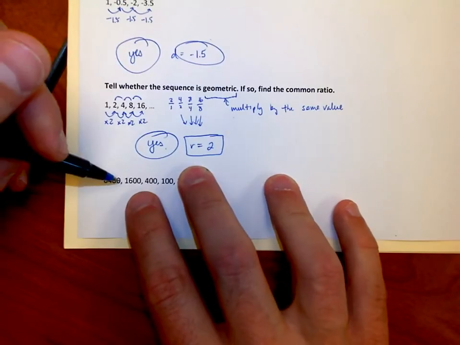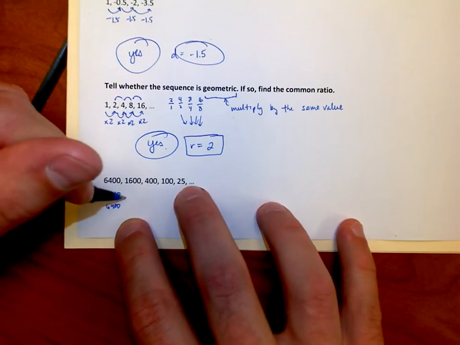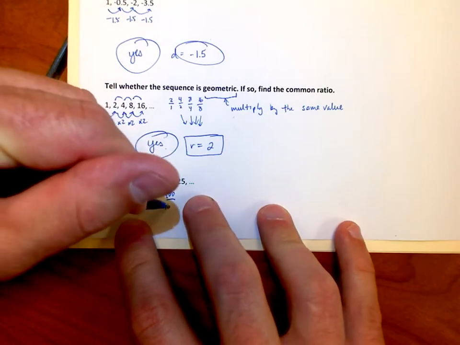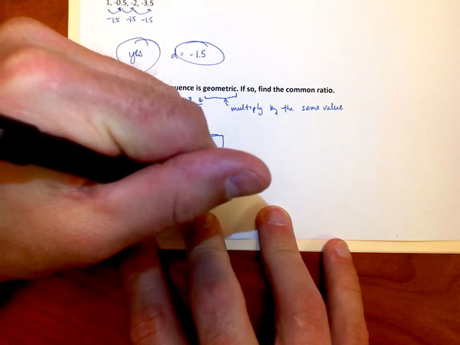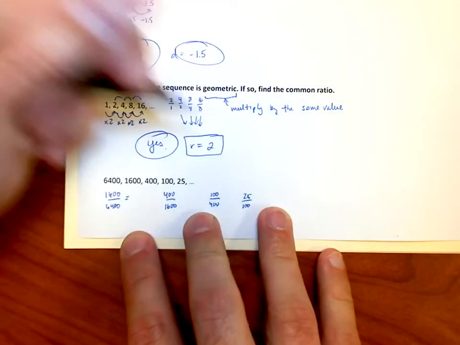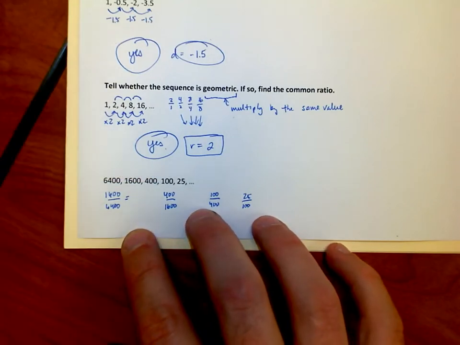So in this case, if I'm trying to figure it out, I could do 1600 over 6400. What does that equal? And then I'm going to do 400 over 1600. What does that equal? And I'm going to do 100 over 400. What does that equal? And I'm going to take 25 over 100. What does that equal? And if they all equal the same thing, then I know it's geometric because I must be dividing by the same amount, right?